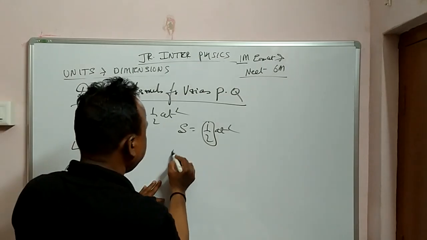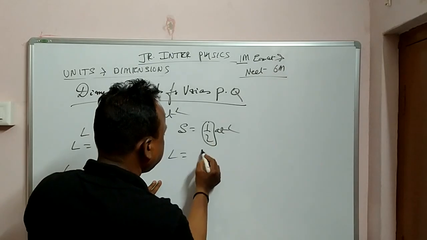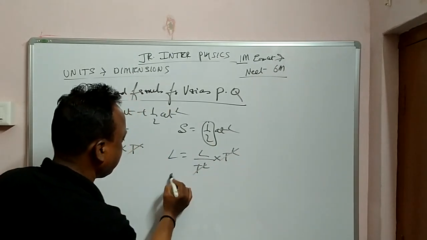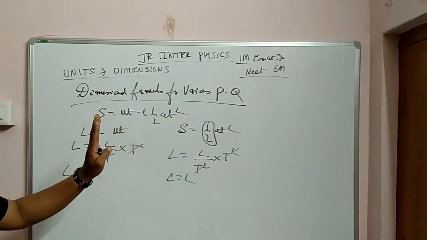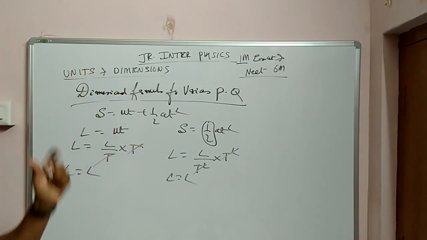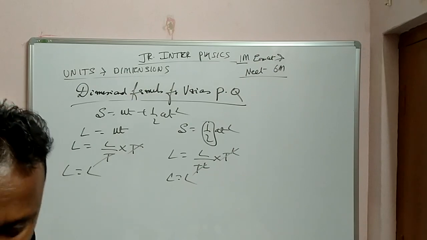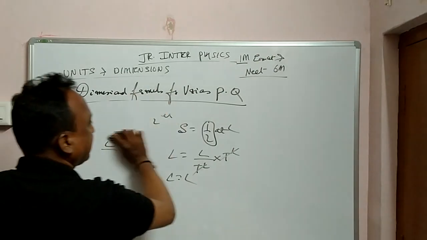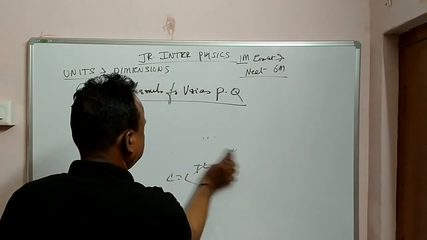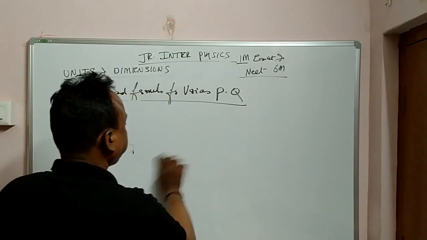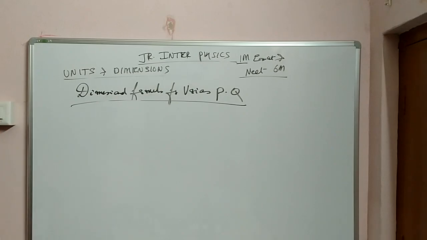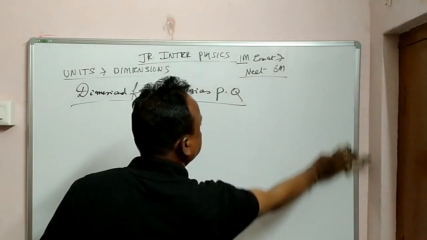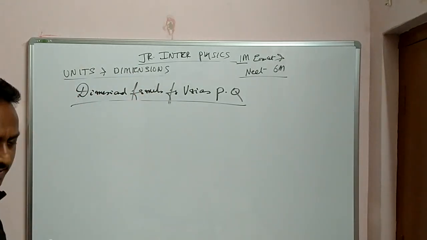Secondly, this also you can check. L is equal to half constant, acceleration means L by T square, into T square. T cancels, L is equal to L. So this formula is correct. So like this you can check by using dimension analysis whether the formula is right or wrong.